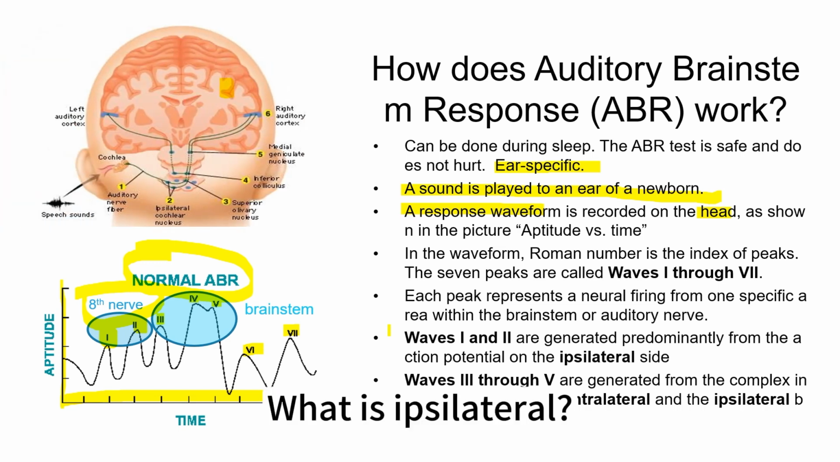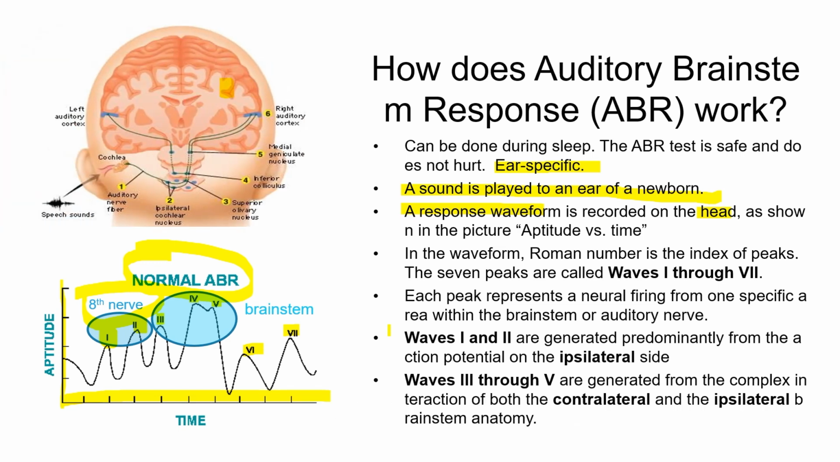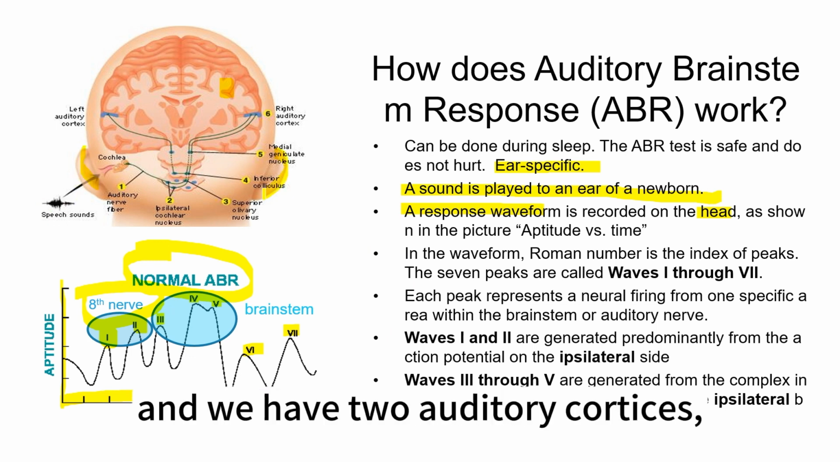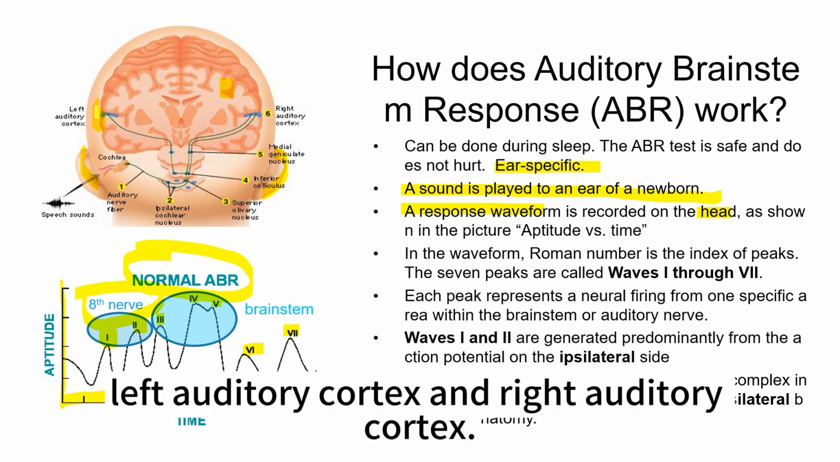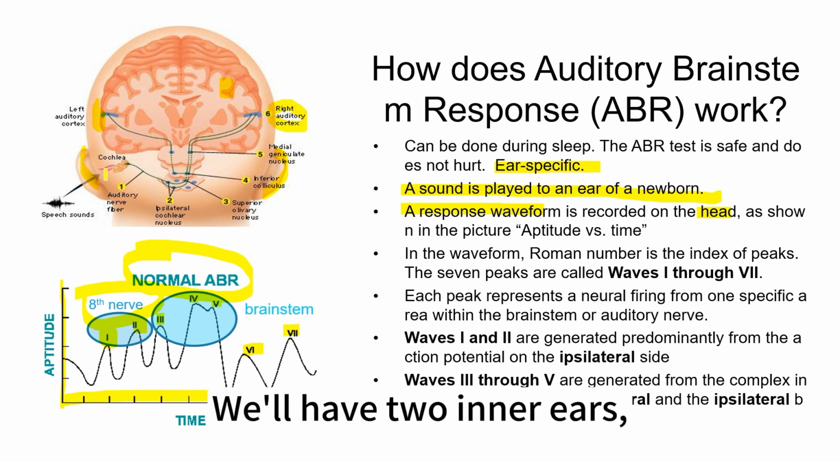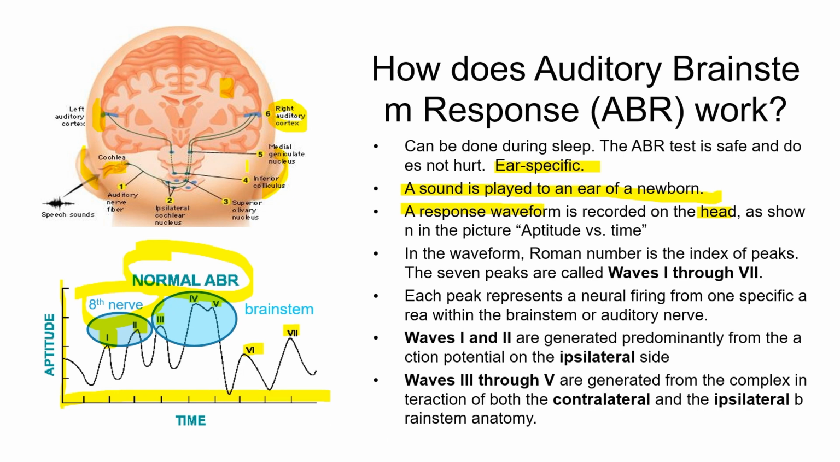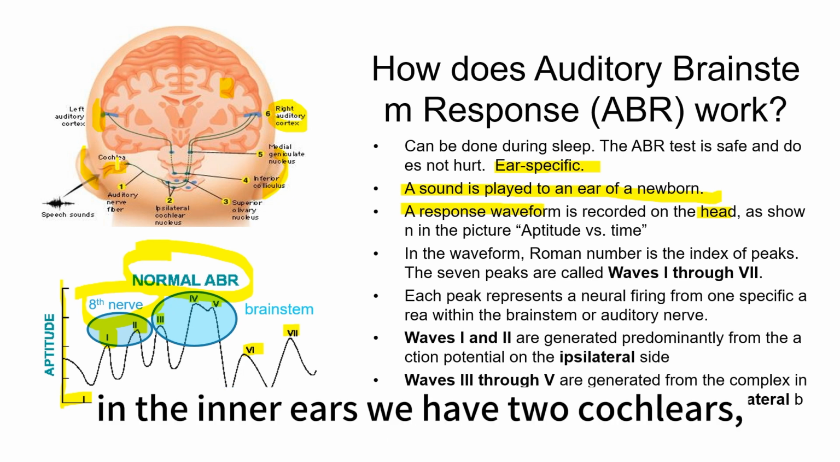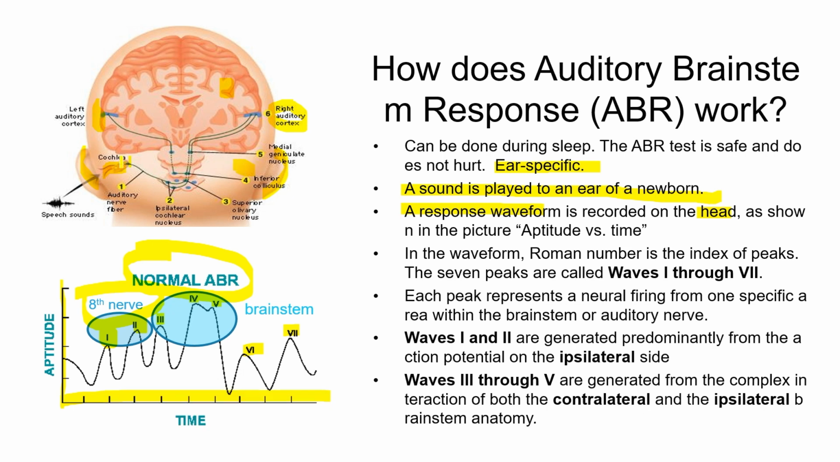What is ipsilateral? What is contralateral? So we have 2 ears, and we have 2 auditory cortex, left auditory cortex and right auditory cortex. So we have 2 inner ear. In the inner ear, we have 2 cochlea, left and right. And we have auditory nerves, left and right.